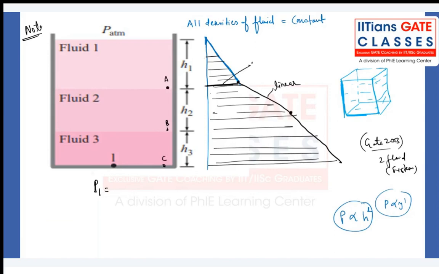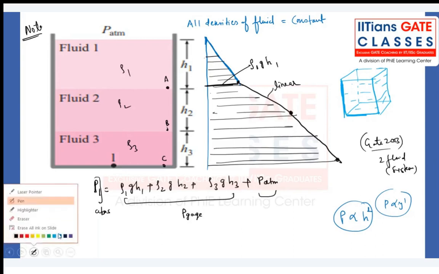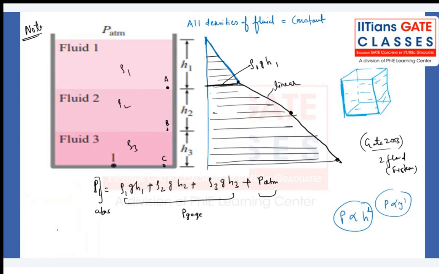So what is the total pressure? Let's say this is rho 1, this is rho 2, this is rho 3. So we can write rho 1 into g into h1 plus rho 2 into g into h2 plus rho 3 into g into h3. Now, if I want to measure the absolute pressure, definitely I need to add P_atm, because this is nothing but gauge pressure. And gauge pressure plus P_atm, everyone knows, is the absolute pressure. Make a note of it. Very, very important.